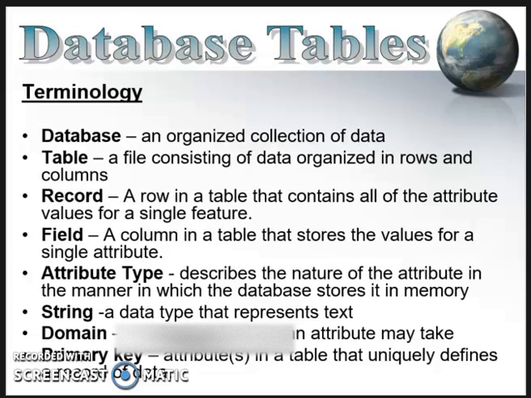Furthermore, a column in a database is referred to as a field. Each field stores a single attribute type. An attribute type describes the nature of the attribute in the manner in which the database stores it in memory. These usually include numbers, strings, and dates. A string is a data type that represents text.